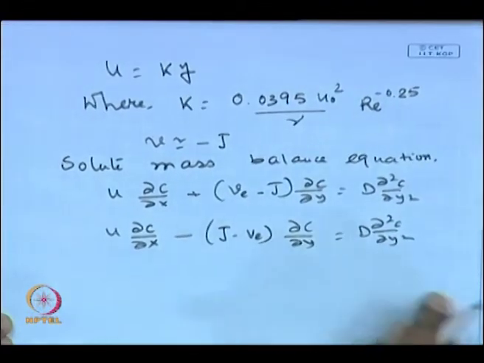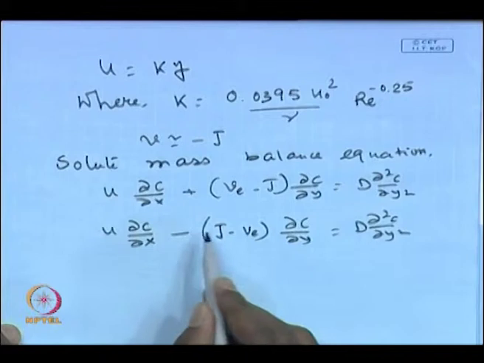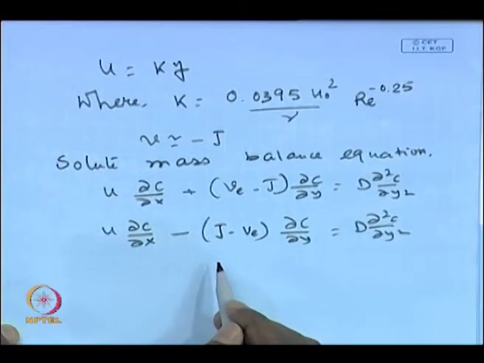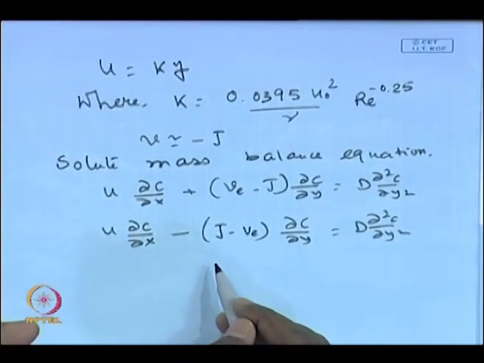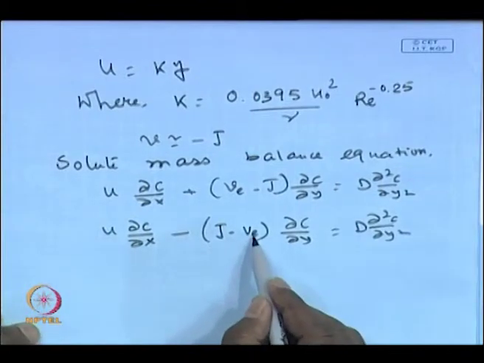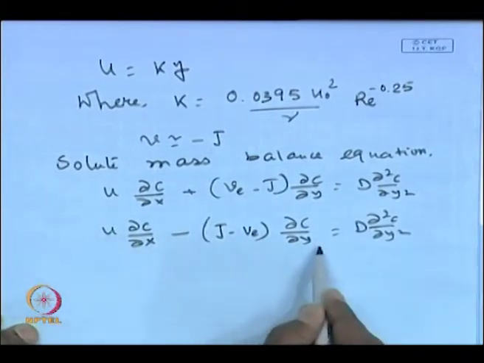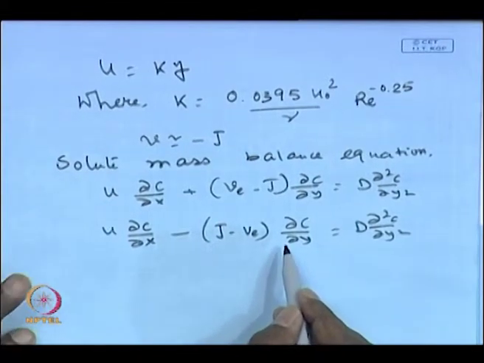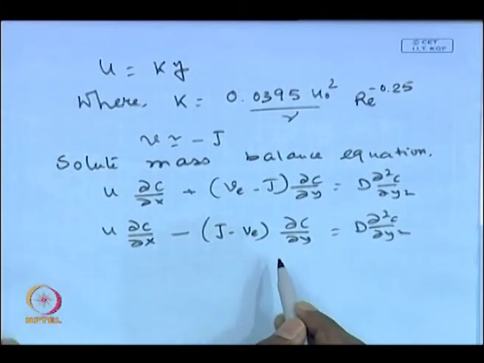If you remember, the governing equation of solute mass balance within the mass transfer boundary layer without any external electric field, if you put the value of V E equal to 0, you get back your governing equation when there was no electric field. Okay.